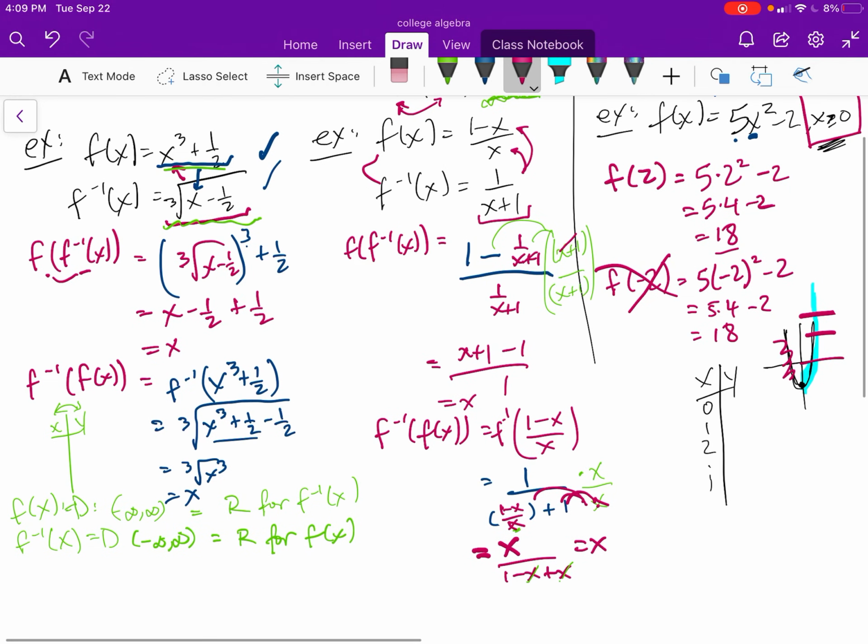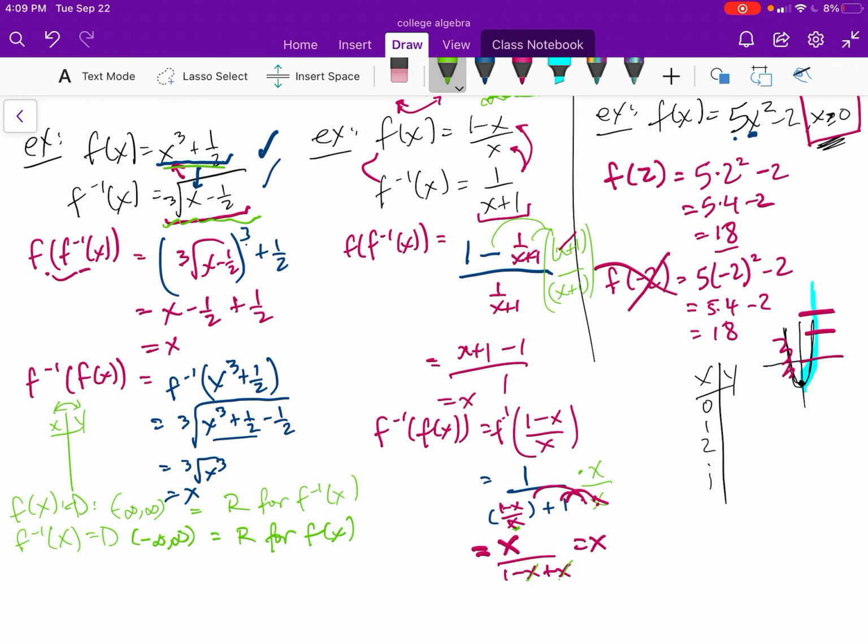Now let's talk about domain and range. Technically, we're only talking about domain. So we're going to do domain for f of x. We're going to do domain for the inverse. Okay, f of x, right here. X, we cannot divide by 0, right? Which tells me x cannot be 0. That is the only restriction for f of x.